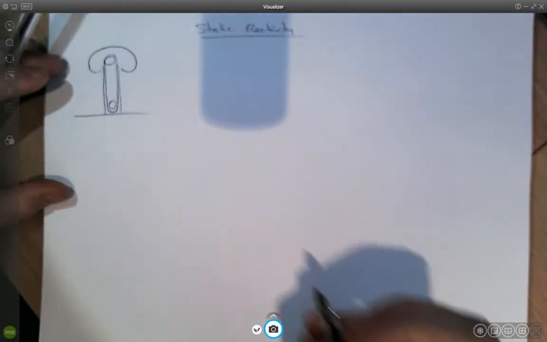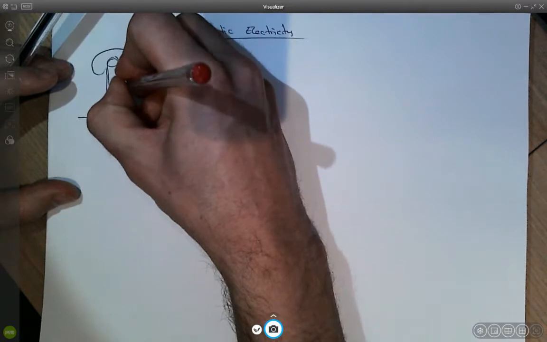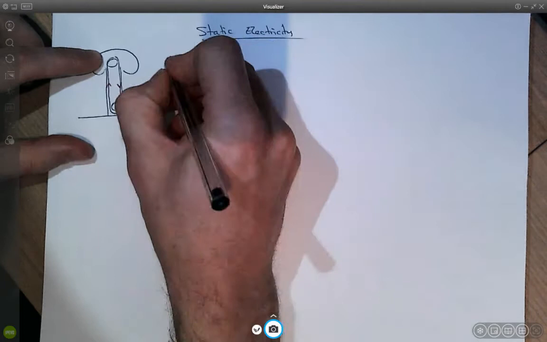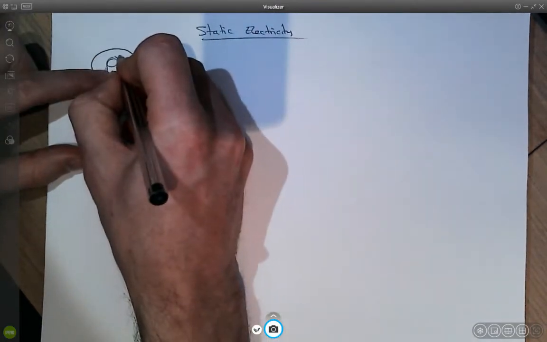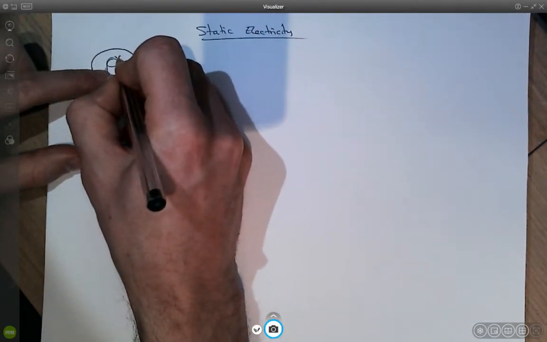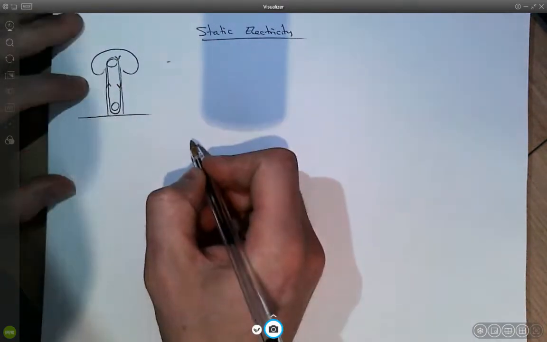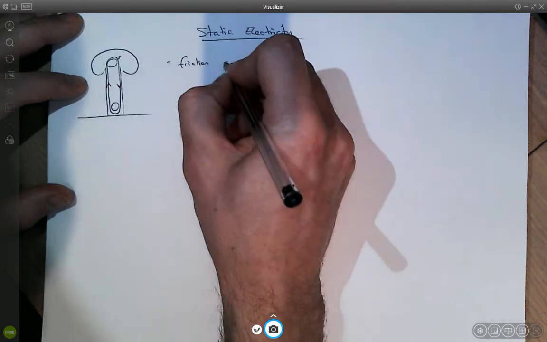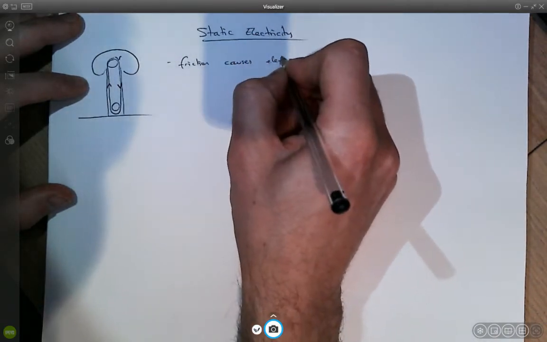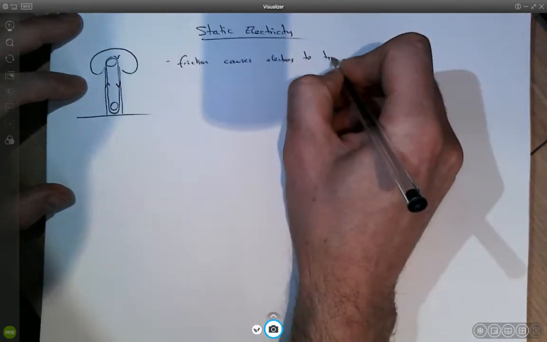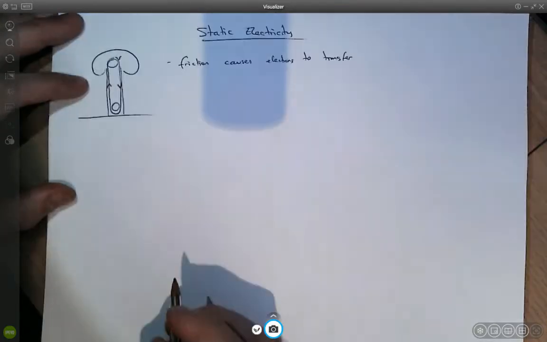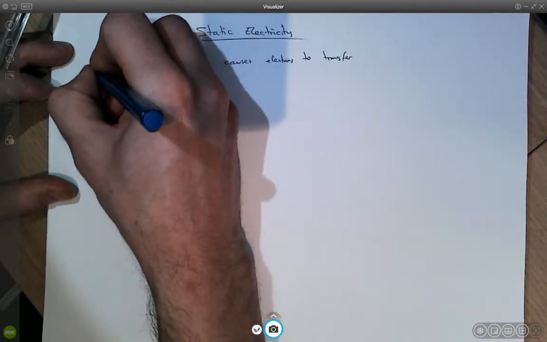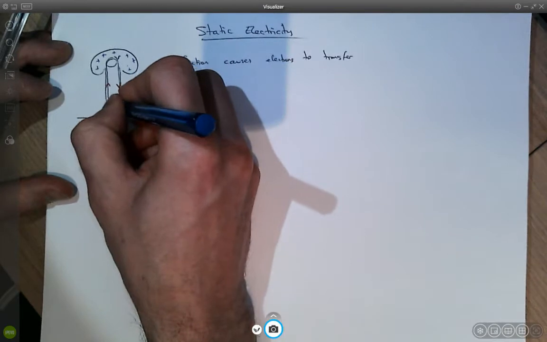So in a Van de Graaff generator, we have a rubber belt that moves round and it's attached to a metal dome. And we have a little brush that is attached to the metal dome and touches the rubber belt. And that creates friction, which causes electrons to transfer from one material to another. Now, in a Van de Graaff generator, the dome actually gets positive and the belt gets negative.